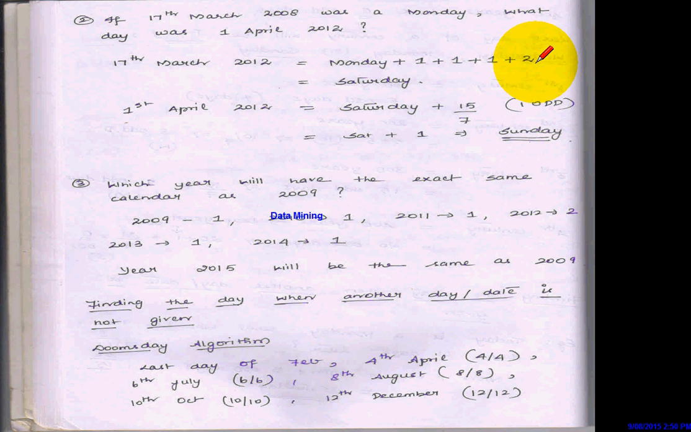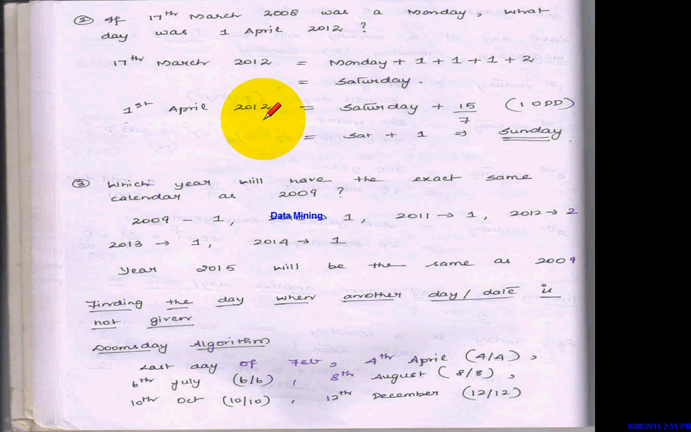Now we have traveled from 2008 to 2012. So Monday plus 1 plus 1 plus 1 plus 2, adding together, Monday plus 5. If you add 5 to Monday, you get Saturday. So now we found out that 17th March 2012 was Saturday. But that was not the final answer. What we need to calculate is what day was 1st April 2012. If 17th March 2012 was Saturday, isn't it?